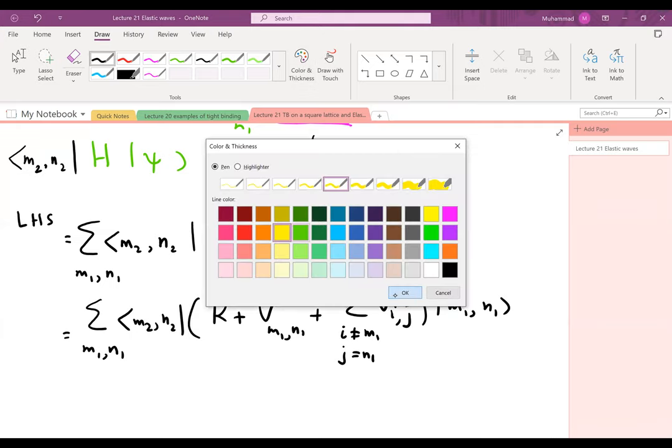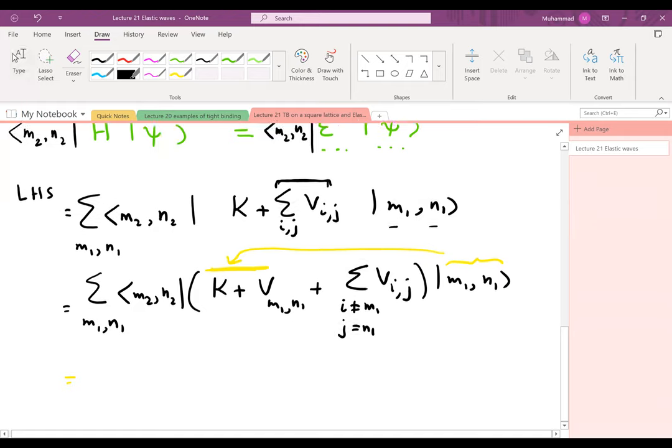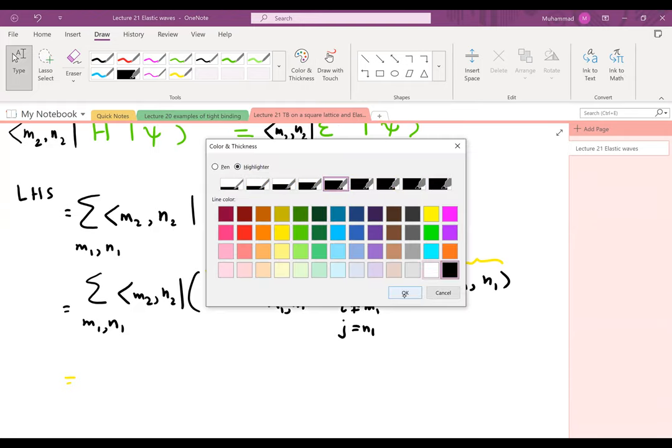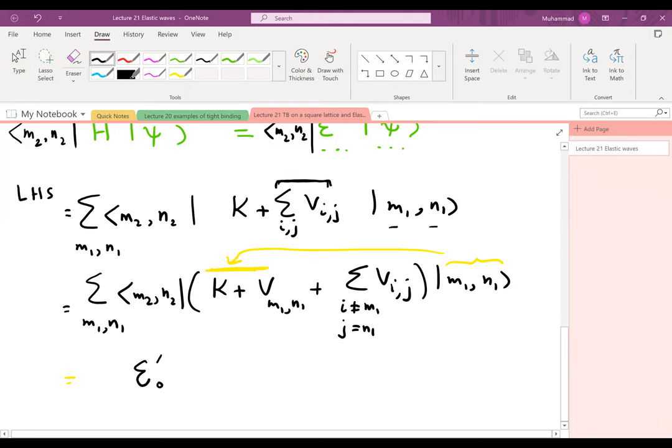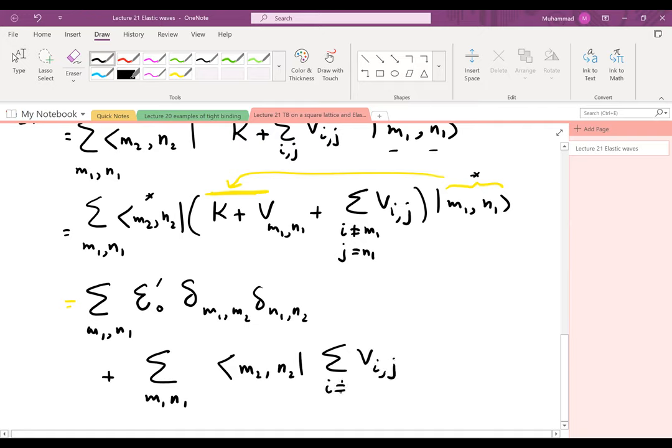So it's obvious that if you look at this part of the Hamiltonian, |m1, n1> is an eigenstate of this Hamiltonian. So it's just going to give me the energy. Let's call that energy E naught prime, the atomic energy E naught prime. And then I will find the overlap of these two kets. I will get Kronecker delta m1 m2, Kronecker delta n1 n2. And I, of course, need to sum up over m1 and n1, plus sum over m1 and n1, <m2, n2|, sum over V_ij, where i is not equal to m1 and j is not equal to n1, acting on ket |m1, n1>.